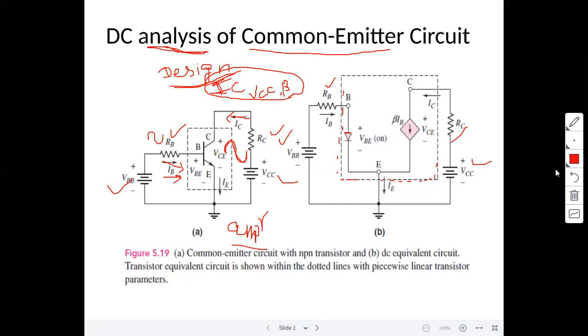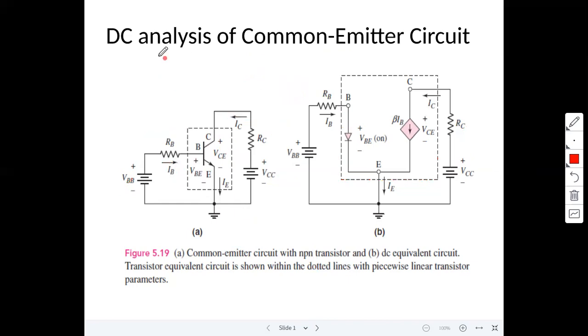Now we have discussed the analysis part. Analysis means finding the unknown currents and unknown voltages with the help of the known quantities VBB, VCC, RB, and RC. Simply apply KVL to the input side loop, and you can easily find the IB current. Similarly, apply KVL to the output loop, and we can easily find the IC current as well as VCE.